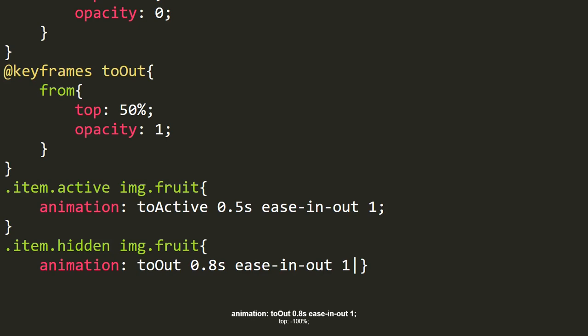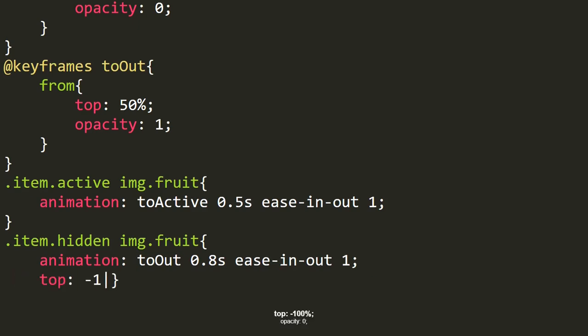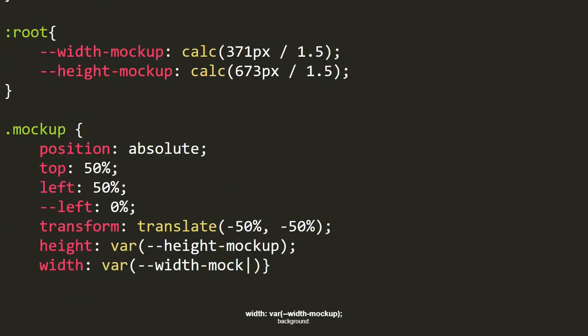Keyframes to active. From top 100, opacity 0. Keyframes to out. From top 50, opacity 1. Dot item dot active img dot fruit. Animation to active 0.5s ease in out 1. Dot item dot hidden img dot fruit animation to out 0.8s ease in out 1. Top 100. Opacity 0. Dot item dot active dot content animation to active 0.8s ease in out 1. Dot item dot hidden dot content. Opacity 0.